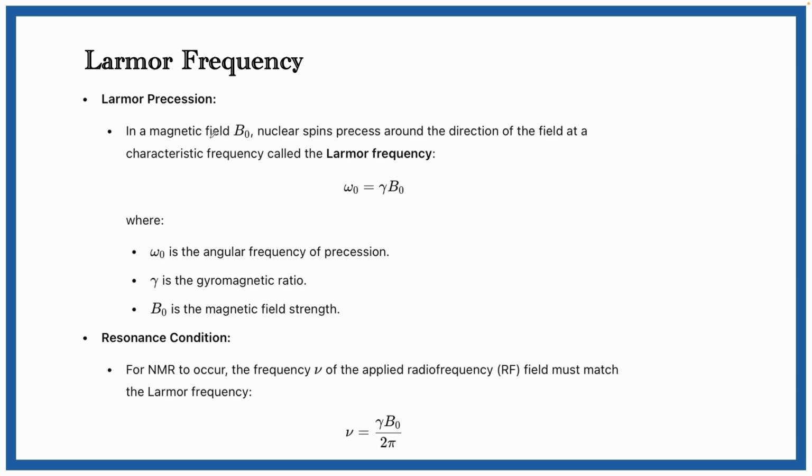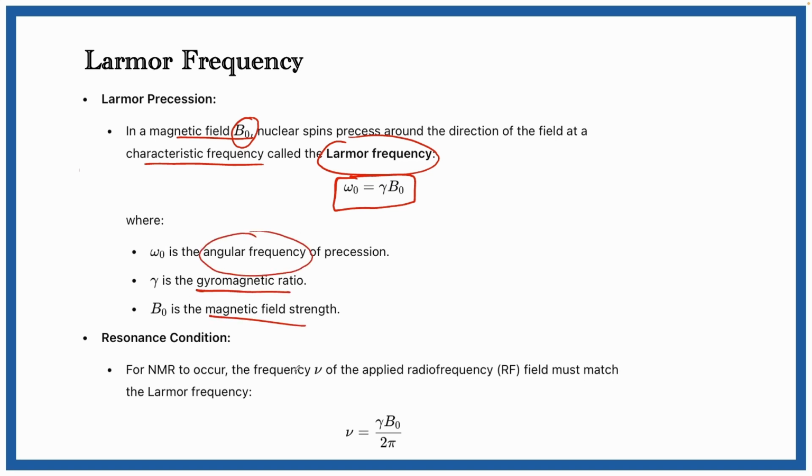Larmor precession. In a magnetic field B naught, nuclear spins precess around the direction of the field at a characteristic frequency called the Larmor frequency, which states that omega naught equals gamma B naught, where gamma is the gyromagnetic ratio, omega naught is the angular frequency, and B naught is the magnetic field strength. The resonance condition is that the frequency nu of the applied radio frequency RF field must match the Larmor frequency, where nu equals gamma B naught divided by 2 pi.